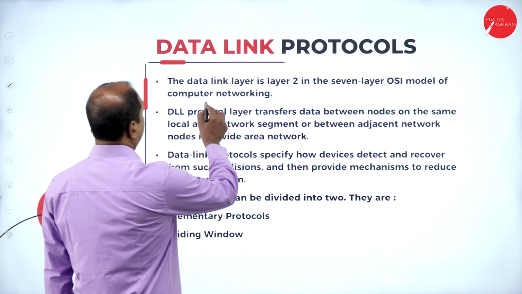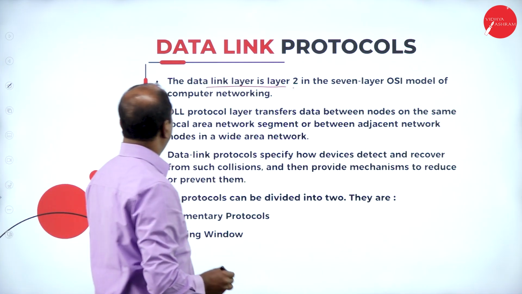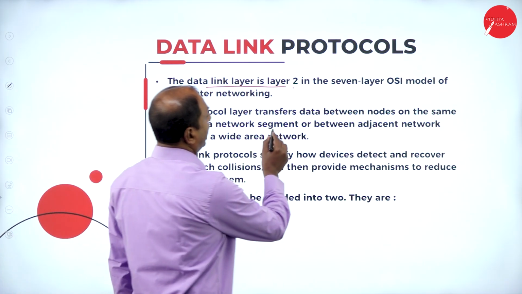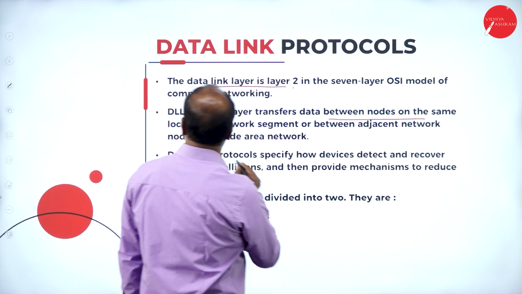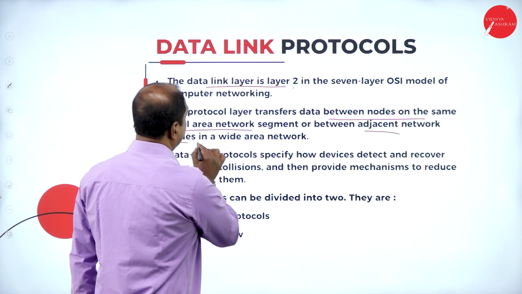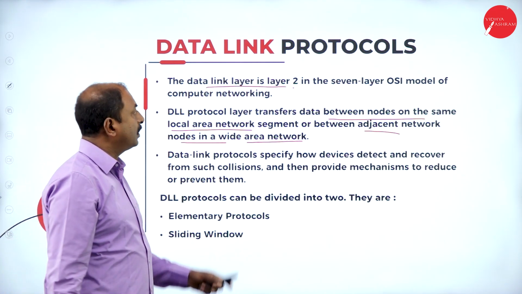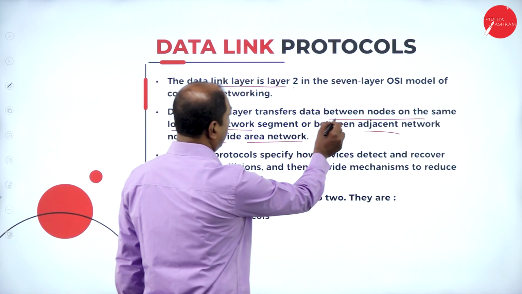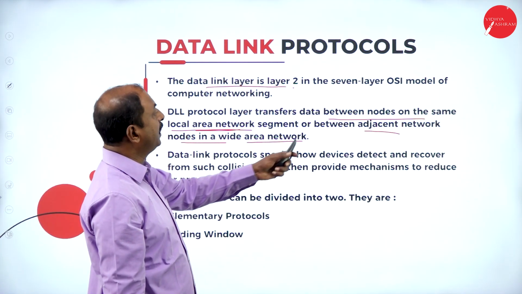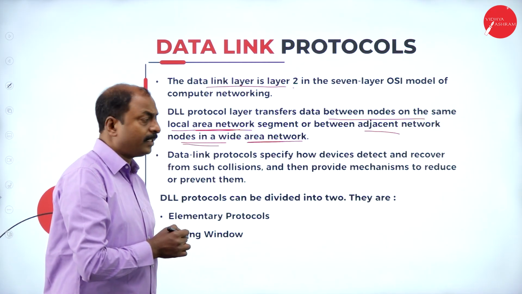So now we know what is a data link layer in the OSI reference model. It is the second layer in the OSI reference model. Here, this data link layer protocol transfers data between nodes on the same local area network segment or between adjacent nodes in the wide area network. So one of the functions of the data link layer is the transfer of data between the nodes of the same network or within the LAN, or to transmit the data between two different networks or WAN, wide area network.